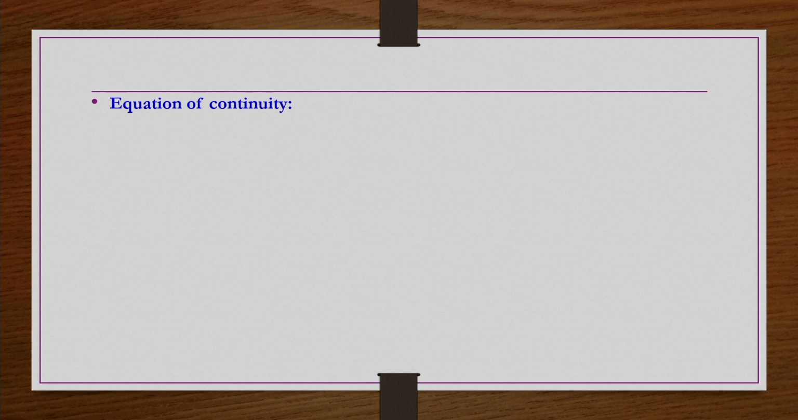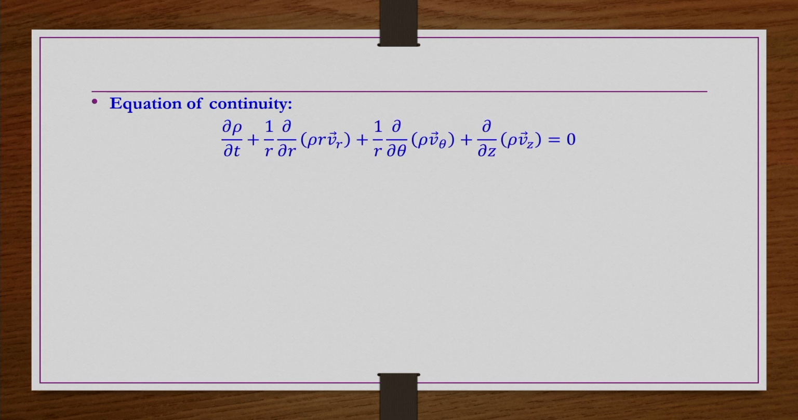The equation of continuity in cylindrical coordinates, because we have taken a circular tube, which is a cylindrical geometry. The continuity equation that we have already seen in one of the previous lectures is dou rho by dou t plus 1 by r dou by dou r of rho r Vr plus 1 by r dou by dou theta of rho V theta plus dou by dou z of rho Vz equals 0.